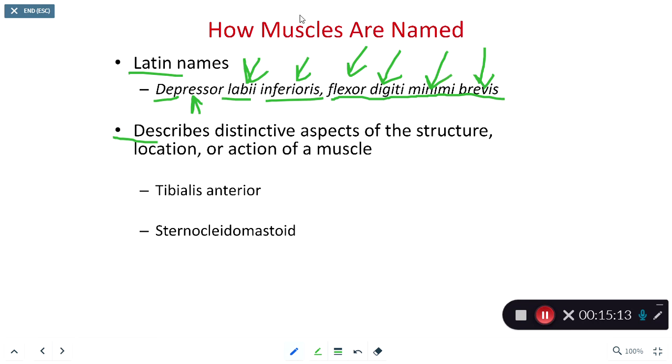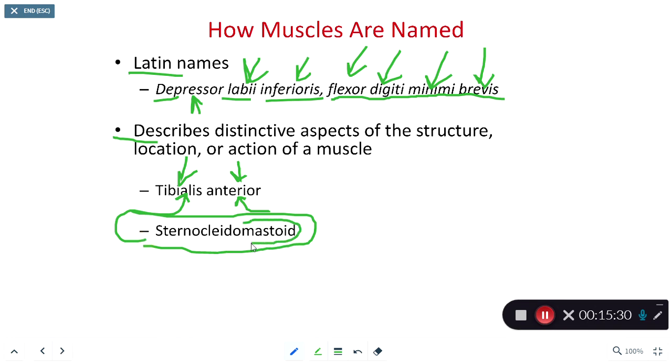Or we can have a name that is going to help us to find the location of the muscle. For example, the tibialis anterior is going to be on the anterior side of the tibial bone. Or, my personal favorite, the sternocleidomastoid is going to have an attachment point of the mastoid process on the temporal bone, go across the clavicle, cleido for clavicle, and finally attach to the sternum.